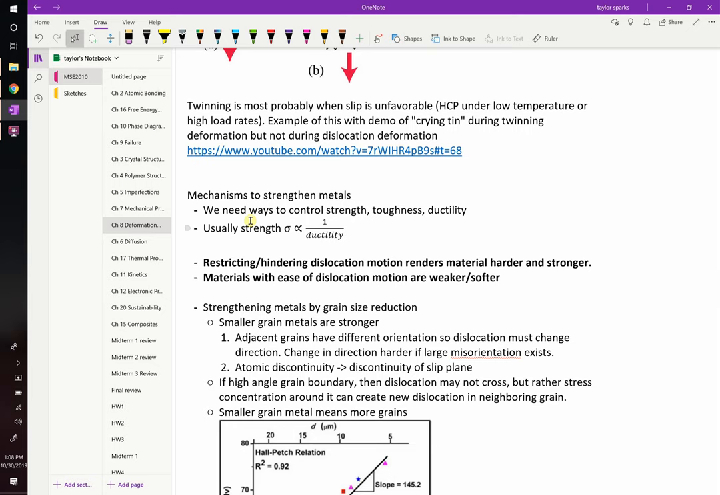Now, the more I do that, the more dislocations pile up, so it's getting stronger and harder, but it's becoming less ductile. It's more likely to fracture. Actually, this thing's already breaking right there, right? From twisting it, okay? So you can't have both.